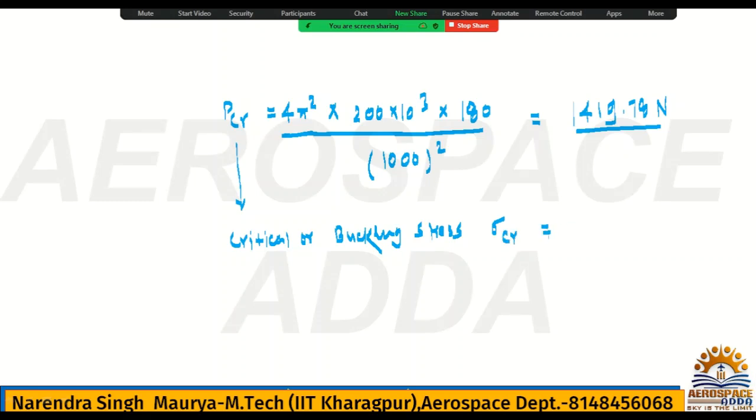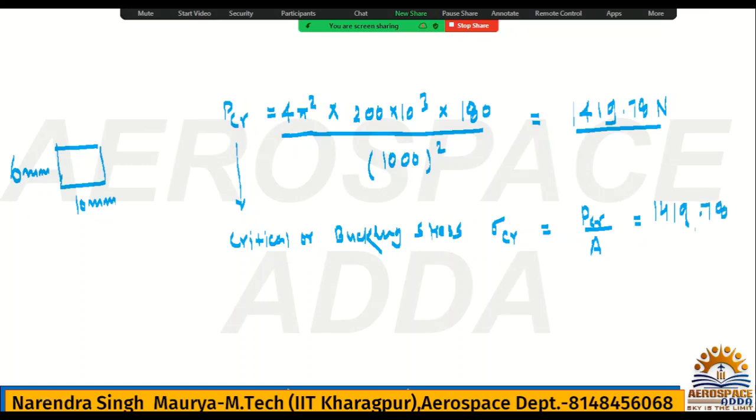What is sigma CR? Stress is nothing but load divided by area. So what is the load? It's PCR you have here, and the area is nothing but the cross section area. Check what will be the area. The dimensions they have given for this block are 10 mm and I think 6 mm. So PCR you have here, 1419.78, divided by the area, which is 10 into 6. So this will be the sigma CR.